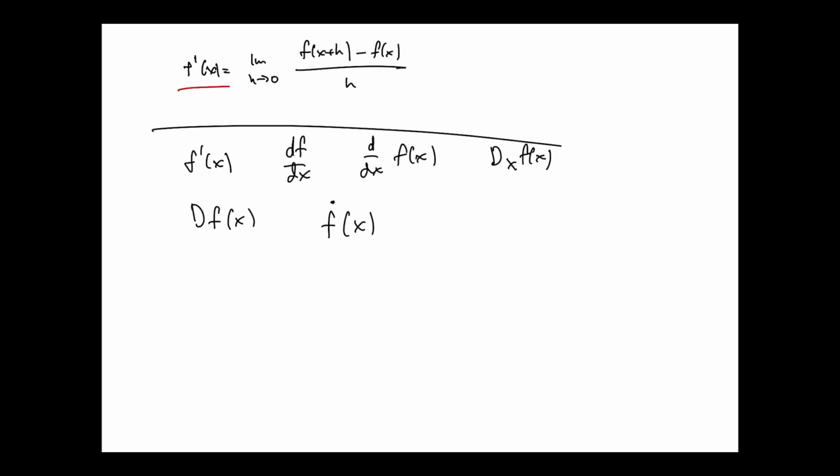So why do we have like 6 or 7 different ways to notate the exact same thing? Other than to keep you guys on your toes.